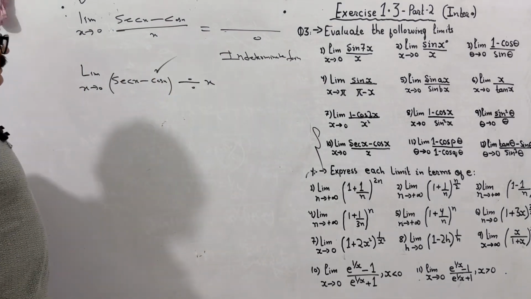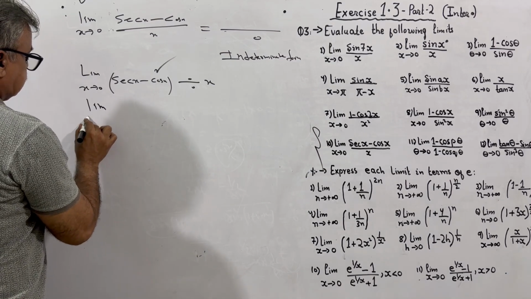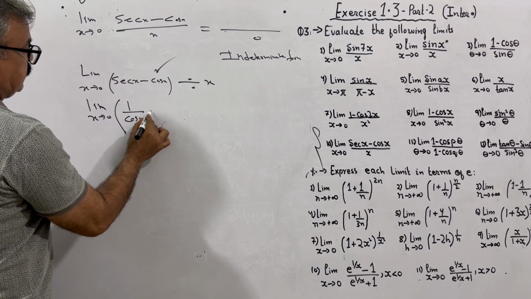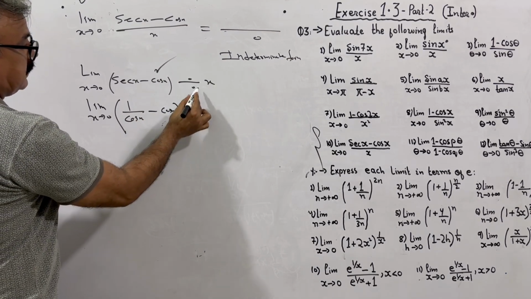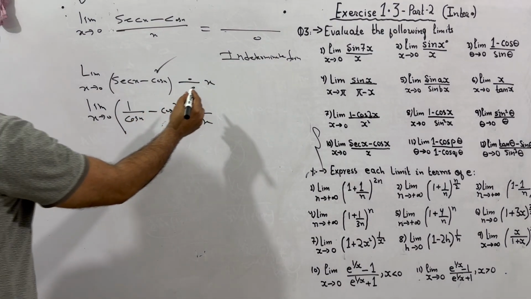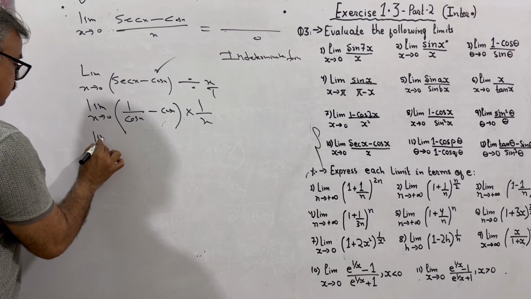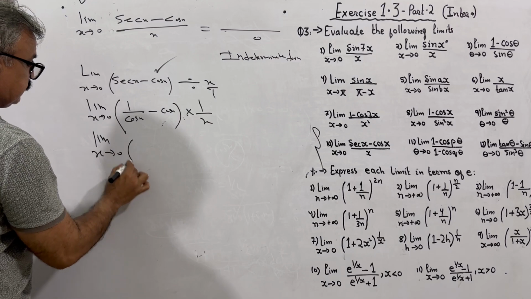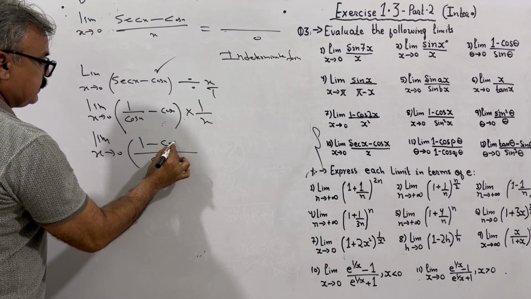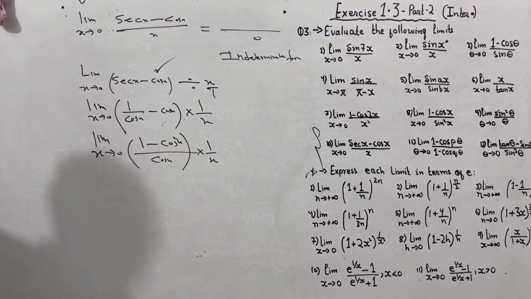It is already in cos. Convert this one into sine or cos. Sec is the reciprocal of cos. Instead of sec, I can write 1 over cos. Division can be converted into multiplication by taking its reciprocal or multiplicative inverse. Taking LCM, limit x tends to 0. Cos x is the LCM, and I have 1 minus cos square x over cos x, times 1 over x.